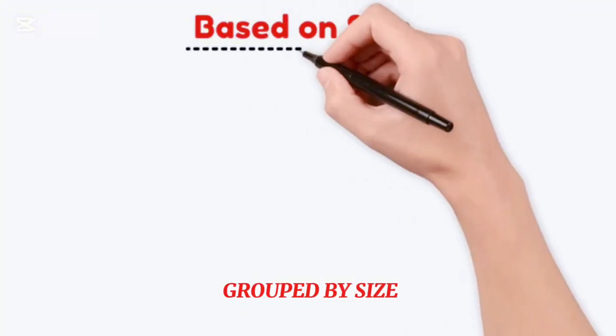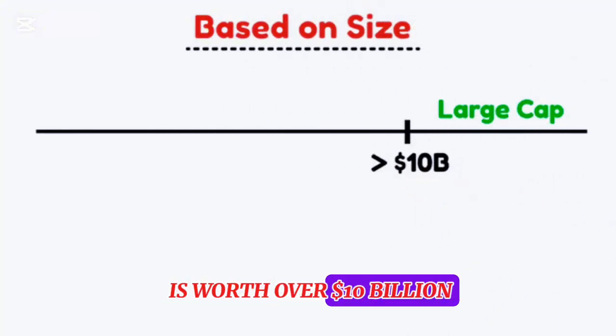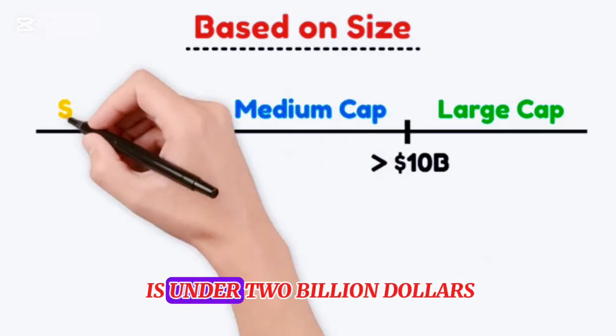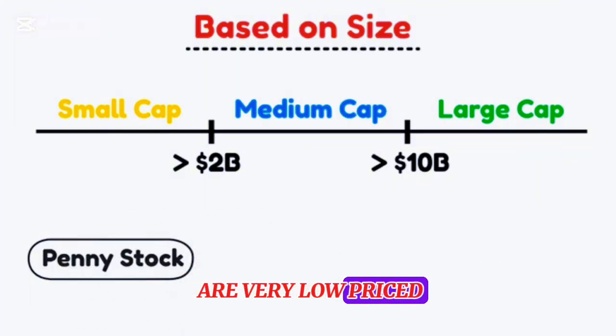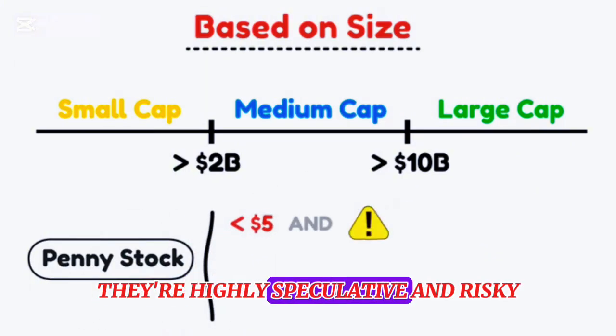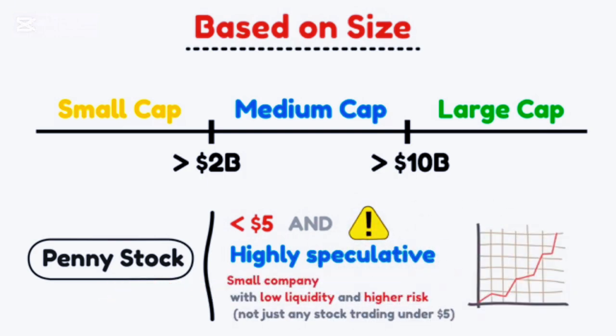Stocks can also be grouped by size. A large cap company is worth over $10 billion, a mid cap is between $2 and $10 billion, and a small cap is under $2 billion. And finally, penny stocks are very low-priced shares, usually under $5. They're highly speculative and risky, but sometimes attract investors looking for big wins.